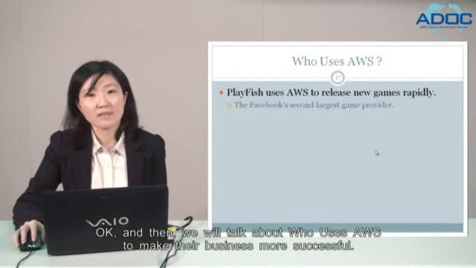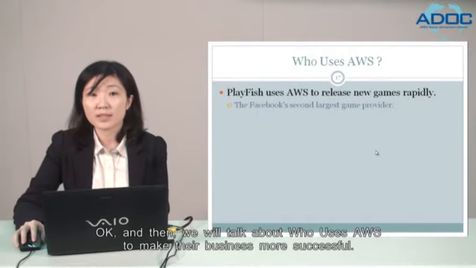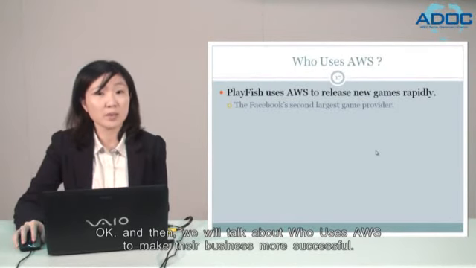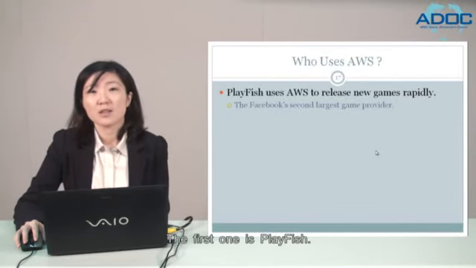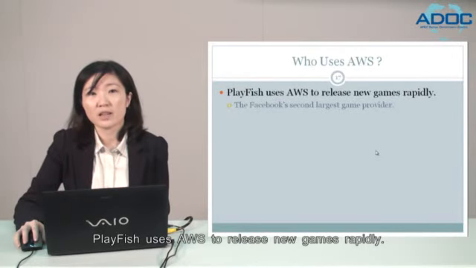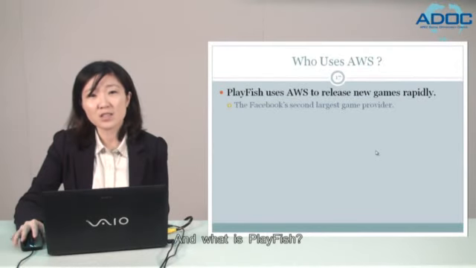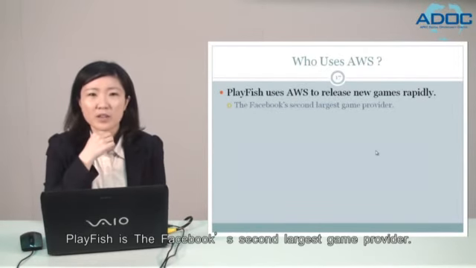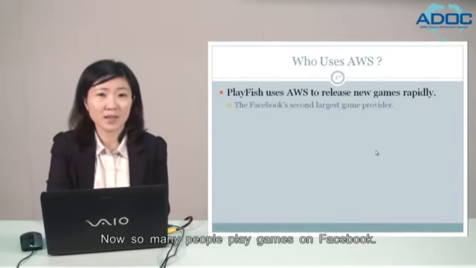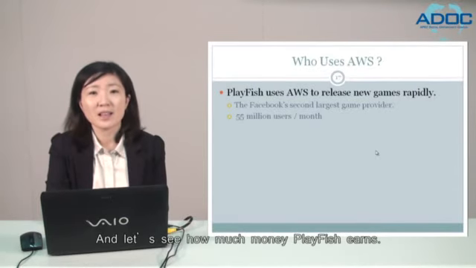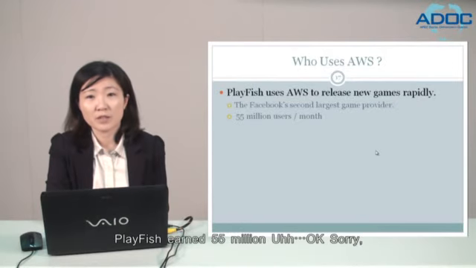Okay, and then we'll talk about who uses AWS to make their business more successful. The first one is Playfish. Playfish uses AWS to release new games rapidly. And what is Playfish? Playfish is the Facebook's second largest game provider now. So many people play games on Facebook. And let's see how much money Playfish earns.